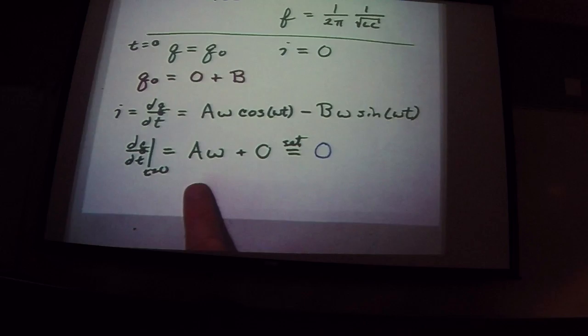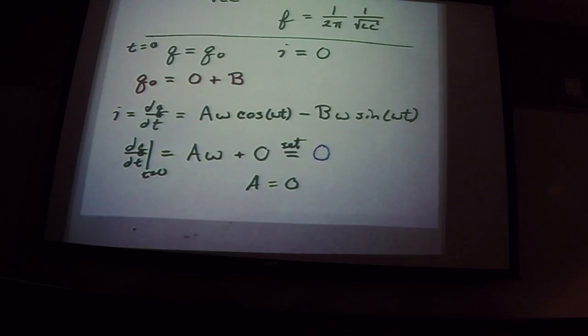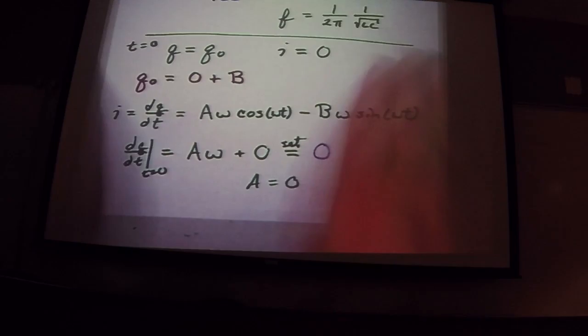0 minus 0 is? 0. Omega is not 0, so therefore 0 divided by omega is? 0. And so therefore A here is? 0. So A is equal to 0. See, that wasn't too hard, was it?